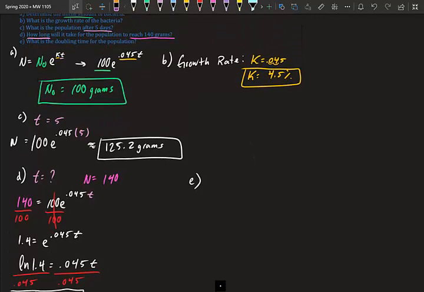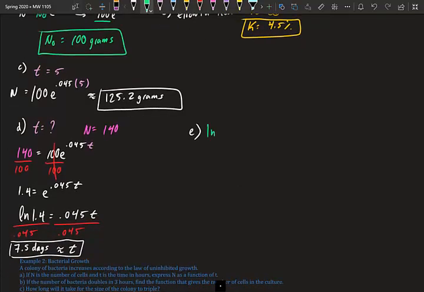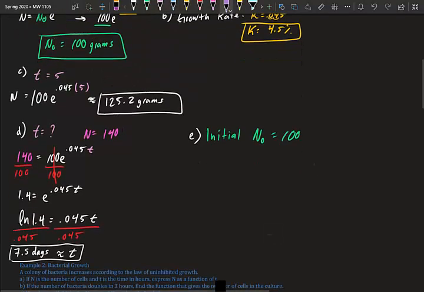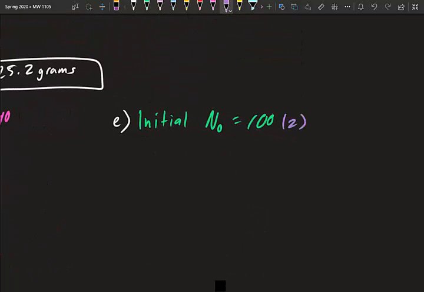Alright, part E. What is the doubling time for the population? So we originally started with our initial value. Remember, our initial value n sub 0 is 100. If we want to double it, that's multiplying it by 2. So we want to know, when is n 200? Just like the previous example, part D, we have 200 equals 100 e to the power of 0.045 t.